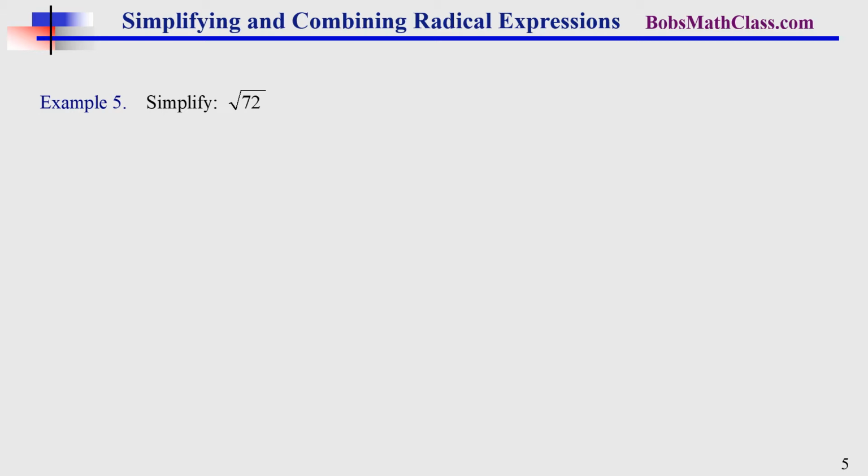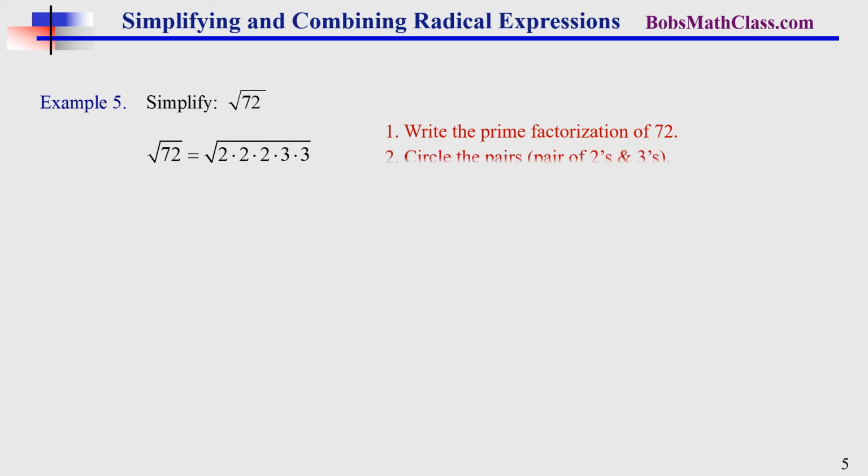Okay, let's try another one. Square root of 72. You might want to pause the video and try to work it out. So, first step is to write the prime factorization. You should get 3 2's and 2 3's. That's the prime factorization of 72. Now we're going to circle the pairs. A pair of 2's and a pair of 3's.